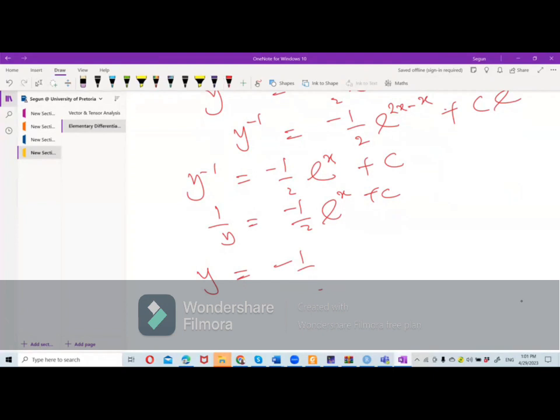So for me to get the y now, it's going to be 1 all over everything minus 1 all over 2 e to the x plus c e to the minus x. So that is going to be your solution. Any question?